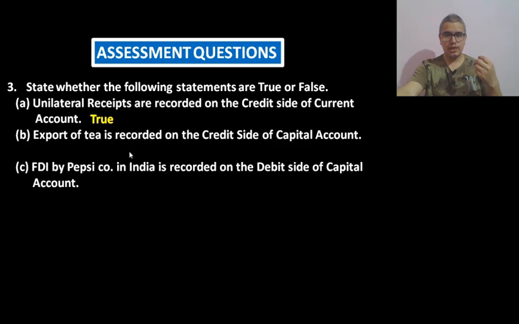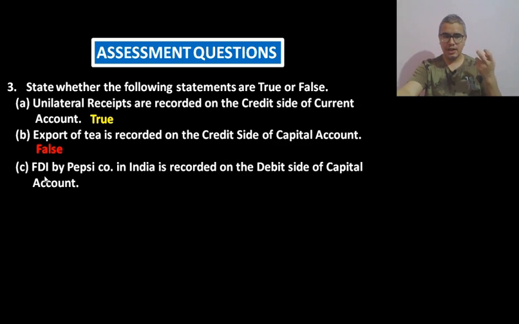Export of tea is recorded on the credit side of capital account. Now export of tea is a good, and whenever there is export, money is coming to the country, so credit side is fine. But since it is goods, it is part of current account, so it has to be current account here. So it is capital account, so it is a false statement.